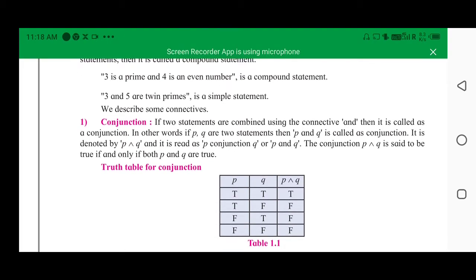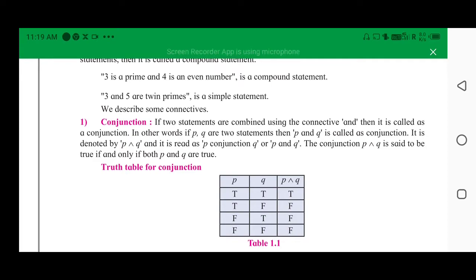If two statements are combined using the connective and, then it is said to be a conjunction. You have already studied this in English. In other words, if P and Q are two statements, then P and Q is called a conjunction. It is denoted by P ∧ Q, this is the notation of the conjunction, and it is read as P conjunction Q or P and Q.